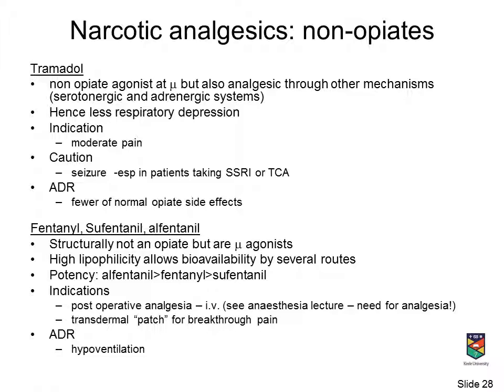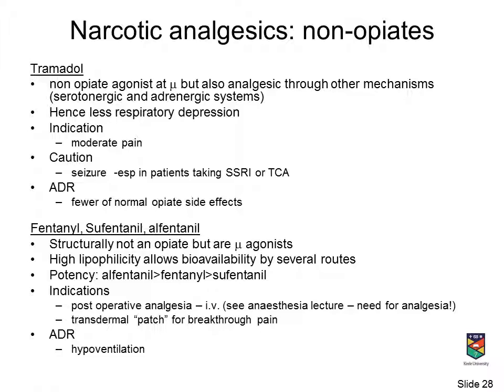These again are not opiates in terms of their structure, but they are agonists again at the mu receptor. They're very lipophilic, and so they're very bioavailable, and they're very often used as analgesics after anesthesia. So in elective anesthesia, very often after you've anesthetized the patients, you need to provide analgesia as they wake up, and fentanyl or alfentanil can be used for that.